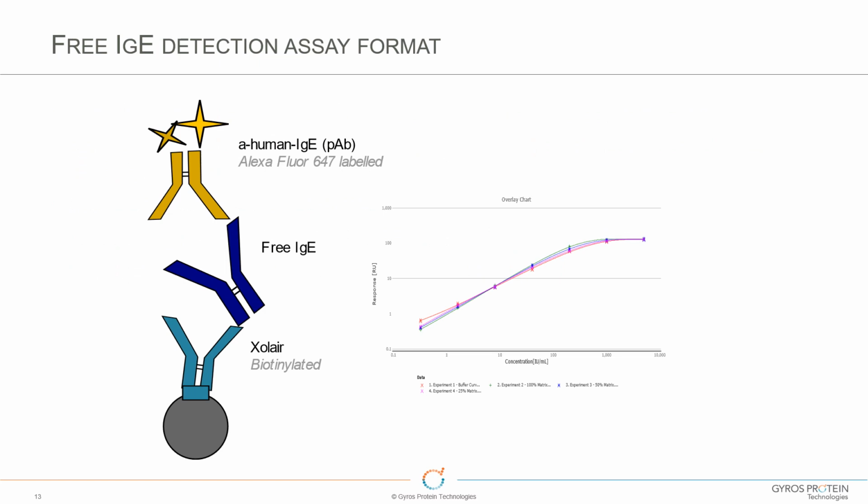So when we actually look at the assay format, we used a biotinylated drug as the capture, and then we used anti-human IgE polyclonal antibodies for detection. The actual assay format was selected carefully. We also looked at a receptor assay as well, using the IgE receptor as capture.